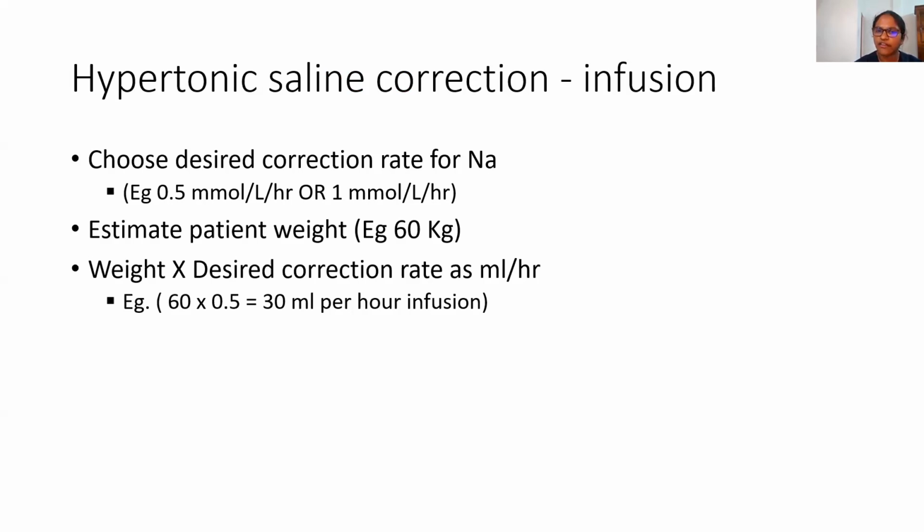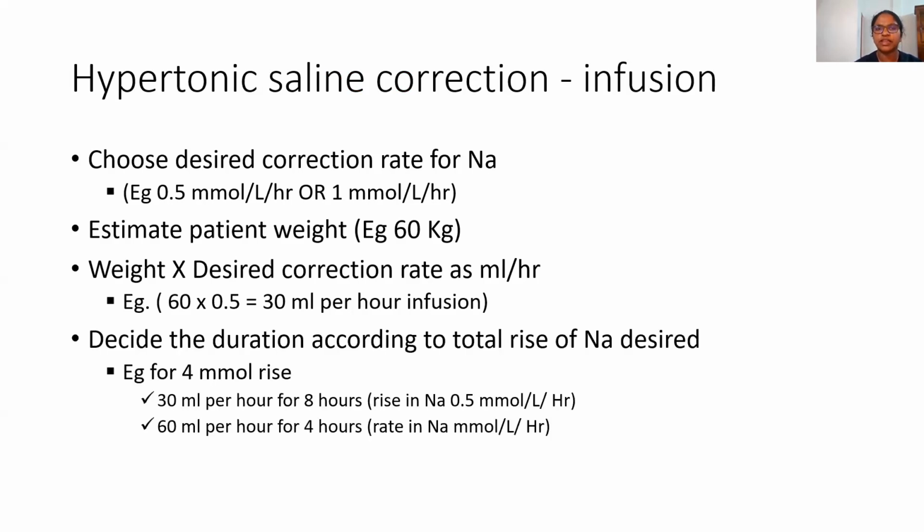30 ml per hour infusion. So how long to give? That depends on the total amount of rise in sodium you want. Say if your sodium is 120 and you want to make it 124, then we can give 30 ml per hour for 8 hours. That is 0.5 millimoles rise per hour for 8 hours, or 1 millimole rise per hour, where you can give 60 ml per hour for 4 hours. So that is a calculation.